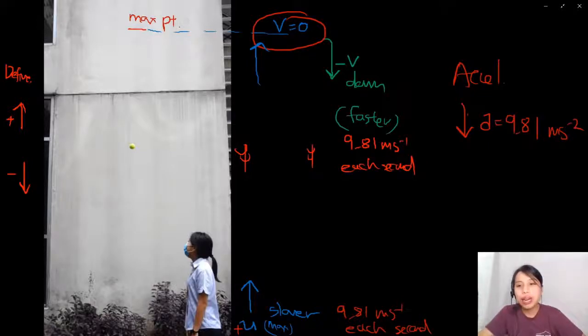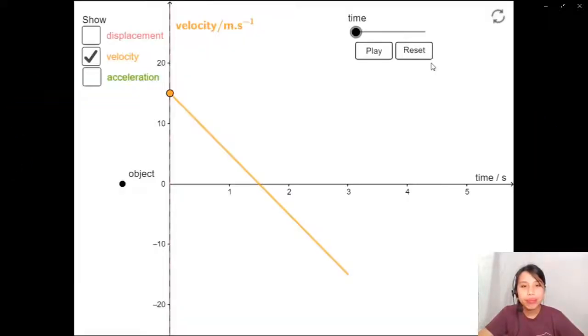Okay, now let's look at the graphs. How do you plot the graphs of velocity, acceleration, and displacement for something you throw up and come down? Let's start with the velocity graph, like I always say. So here is how it looks, the yellow line. If you are wondering how we get the yellow line, look at the animation.